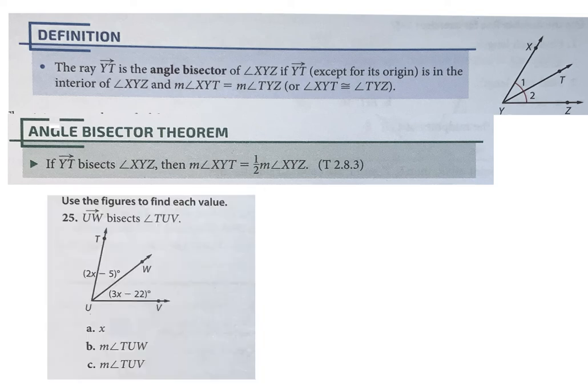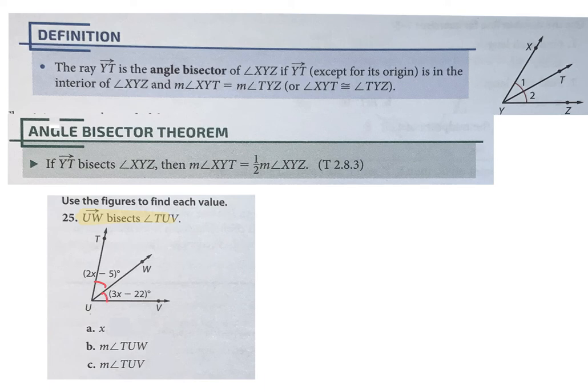Let's look at the figure itself. Number 25, because they didn't give us an example here. So number 25 in your books, use the figure to find each value. And then they have told us this definition right here. It says then that UW bisects TUV. So what did that tell us then? Well, that tells us that this angle is congruent to that angle. If we know they're congruent, what do?